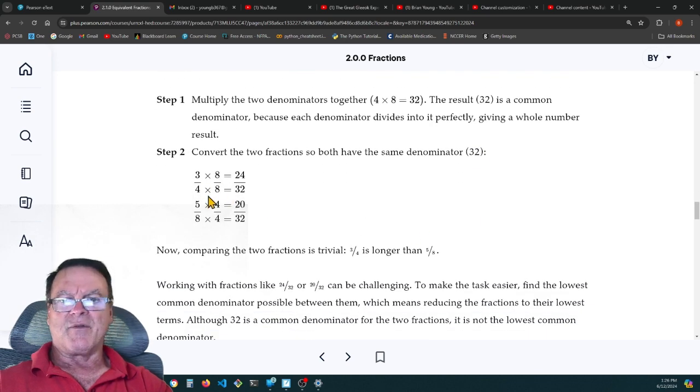So they're going a different route than I was going. They want to multiply by 8/8. So 3 times 8 is 24, and 4 times 8 is 32. So 3/4 is equivalent to 24/32. 5 times 4 is 20, and 8 times 4 is 32. That gives us the same denominator, but we can see that 24/32 is larger than 20/32.